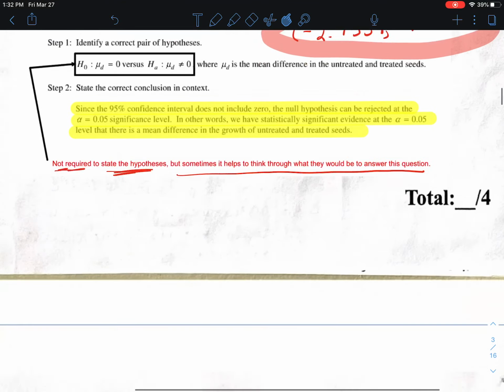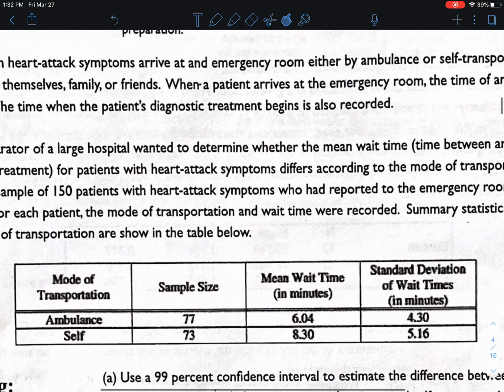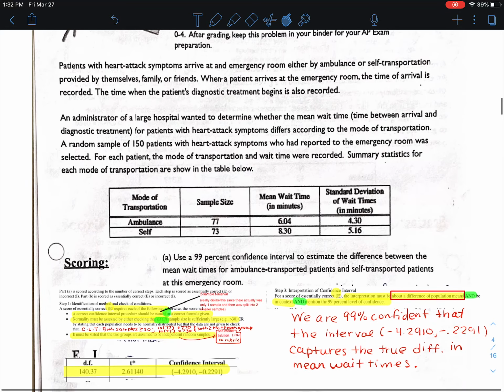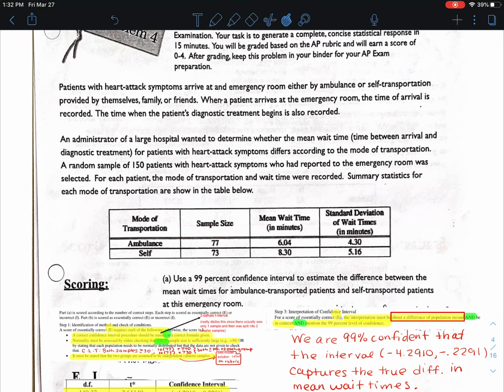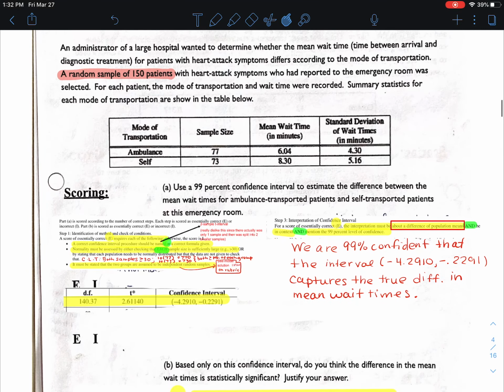This last FRQ kind of bothered me a little bit. It was basically talking about patients who have heart attack symptoms and how they get to the emergency room, whether they get there by ambulance or whether they self-transport. What I didn't like about this is it mentioned that there was a random sample, but then you can see down here they split them into these two groups. This was not an experiment.